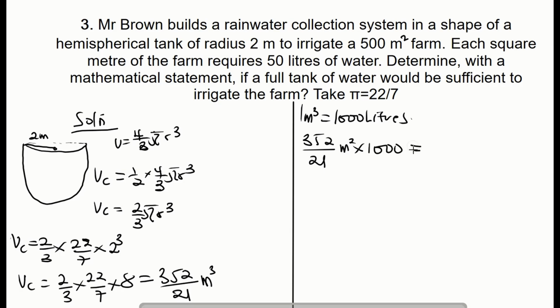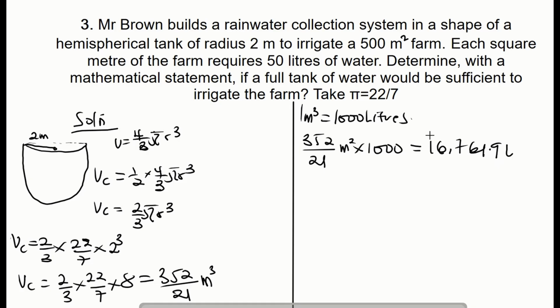Okay, and this should be equal to, when we do this with the cancellation, our total liters will now be 16,761.9 liters. So this is what we are going to get, 16,761.9 liters.